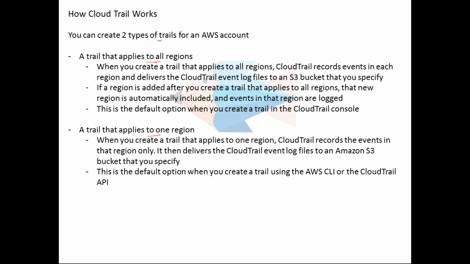For example, I have enabled R1, R2, R3, R4, and then I have enabled the CloudTrail to go for all regions. Later in point of time, I want to expand to R5 also. As soon as I build my infrastructure in R5, automatically the activities happening in this region will also be logged in S3. You need not specifically add this region. So that is basically a trail that applies to all regions, and this is the definition when you create a trail in the console.